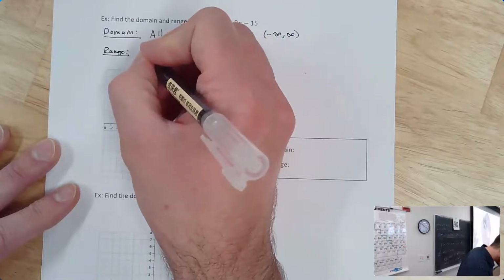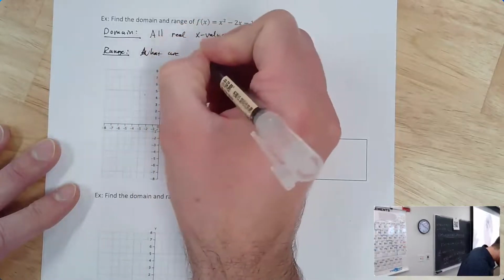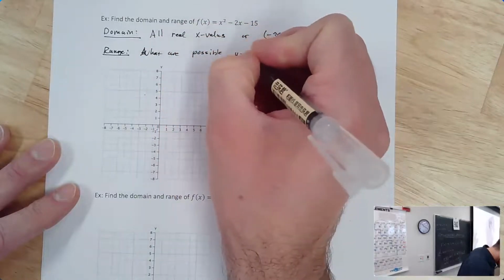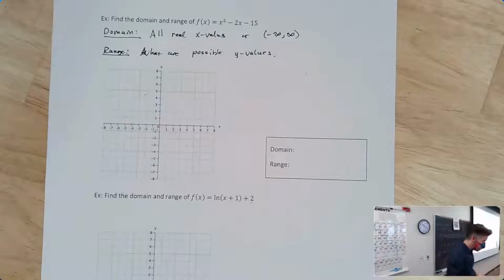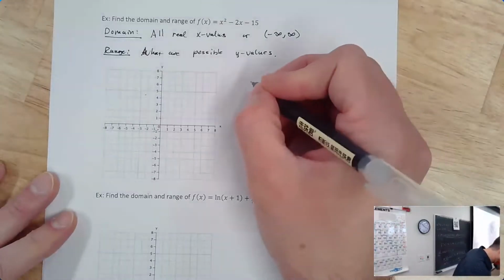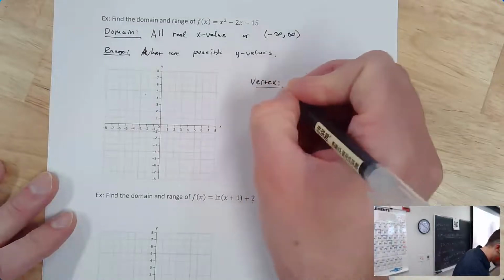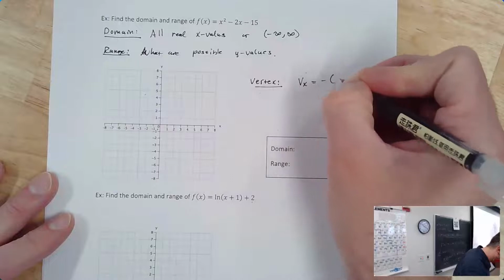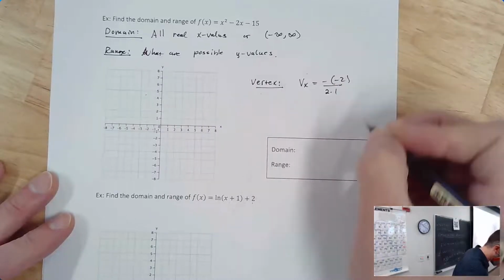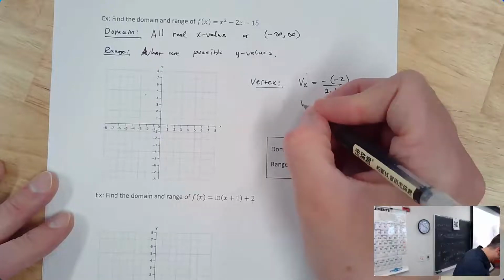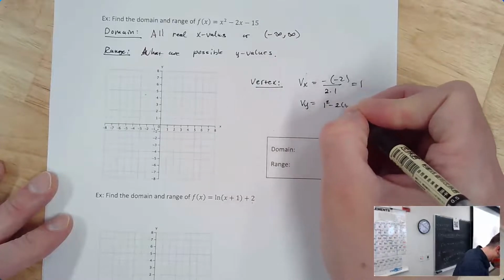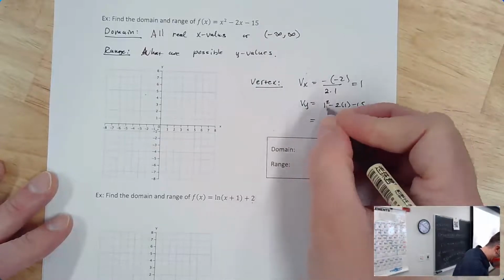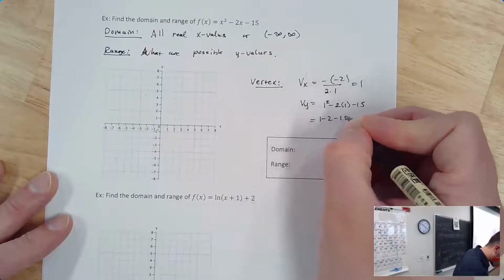what are the possible y values? Well, this parabola is going to have some lowest possible y value because it opens upwards. There's some bottom that we can't go below for the y values. Let's go ahead and find the vertex real quick. So the vertex, the x coordinate is going to be negative b over 2 times a, which is 2 over 2, which is 1. And the y coordinate is going to be, well, if I plug in the 1, I get 1 squared minus 2 times 1 minus 15, which is 1 minus 2 minus 15, which is going to be negative 16.